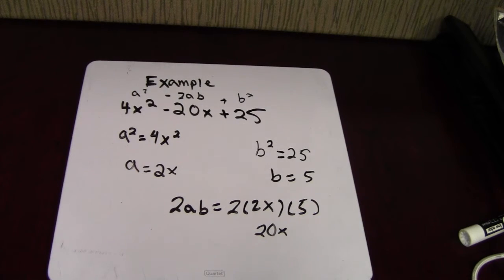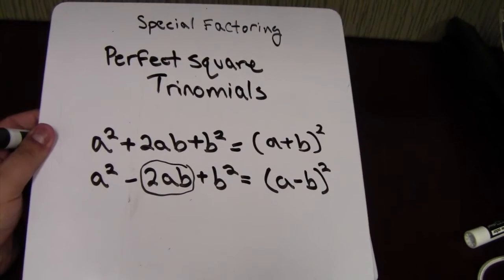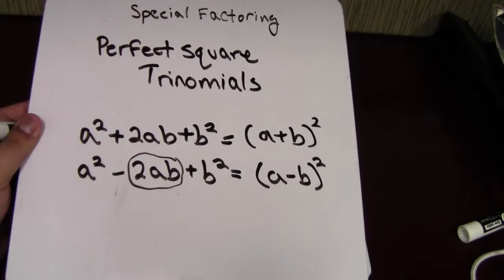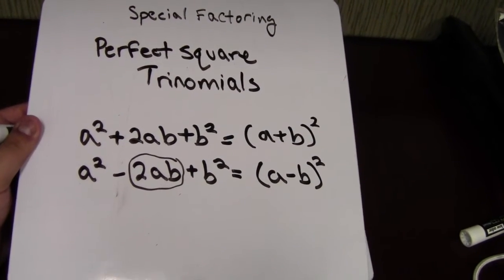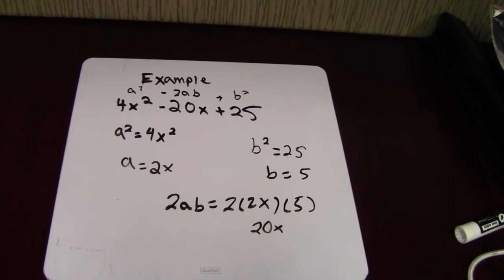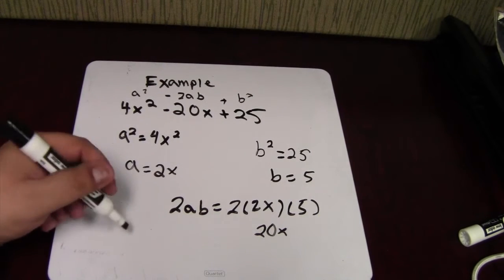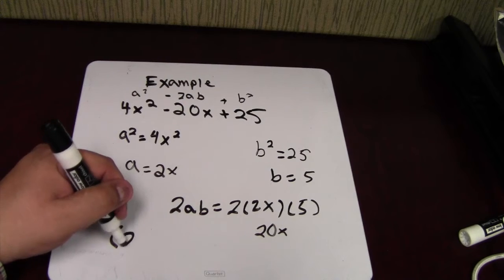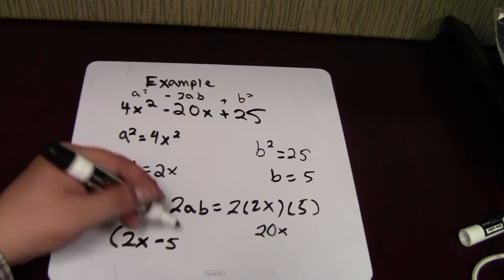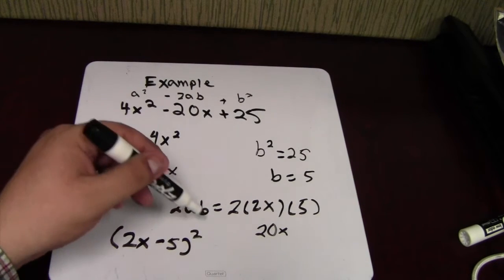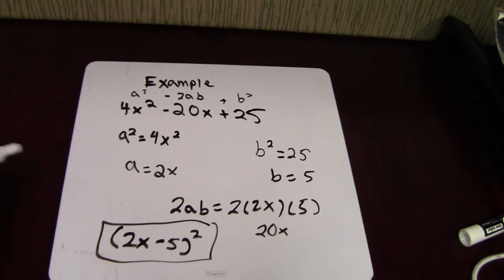And going back here, that means we can use this a minus b down here as our factored form. So we can factor this down to a minus b all squared. So this factors to 2x minus 5 squared. And that is how we get to it. All right, there's plenty more special factoring things to talk about, so let's move on.